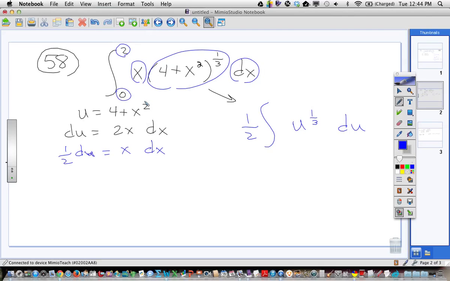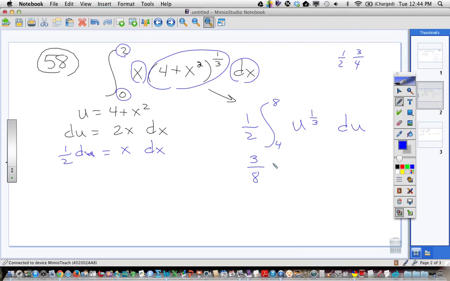So 2 squared is 4 plus 4 is 8. So this one would turn into an 8. And this 0 put in for x would turn into a 4. And then I would have this. Now I raise that up to 4/3 and divide by 4/3. Well, that'd be times by 3/4. And then I have this half out there, so that makes 3/8.